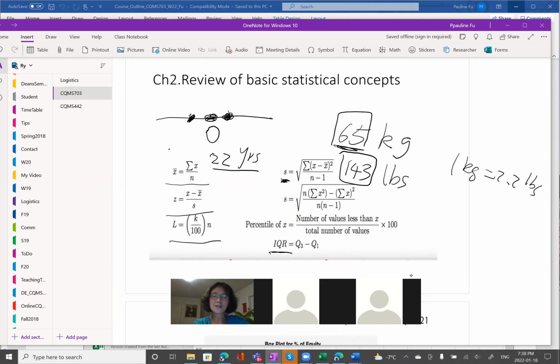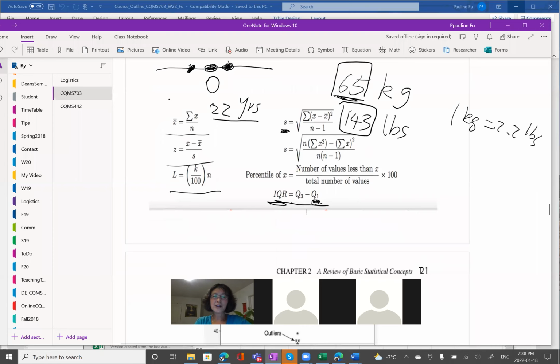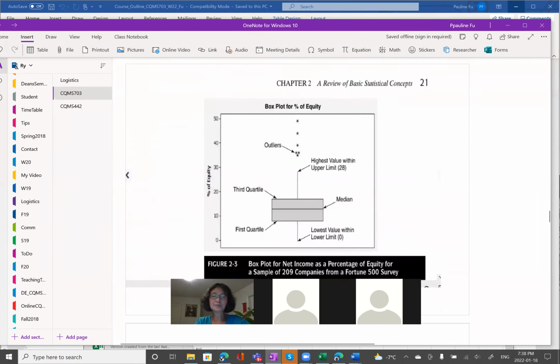The interquartile range is Q3 minus Q1. What is Q3? Q3 is the third quartile, which means 75% of the data is smaller than Q3. And Q1 is the first quartile, which means 25% of the data is smaller than Q1. And we use IQR to measure the range, the spread of the data. So those are the basics from QMS703.